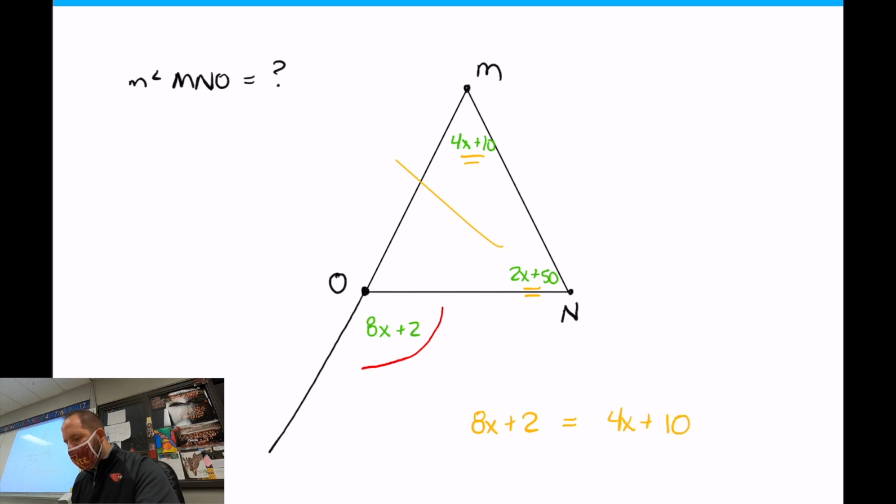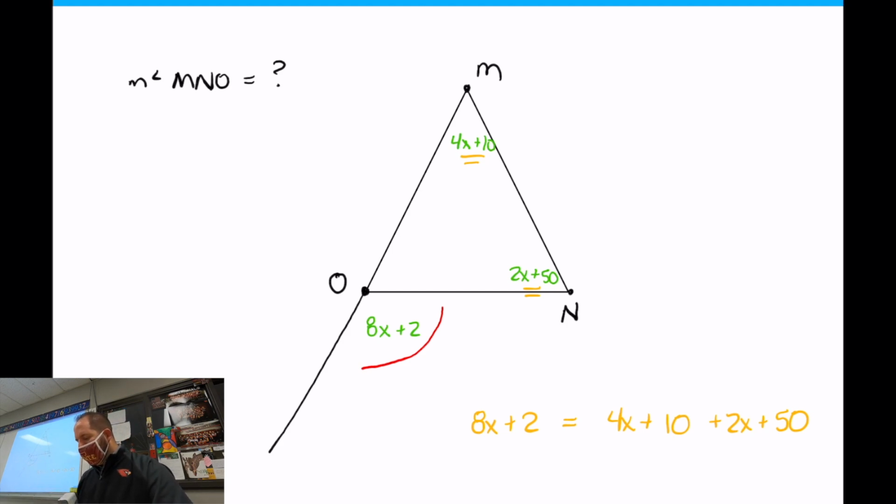Just drew a line there. And what is this, 2x plus 50? That's how you set that problem up. You add the two on the inside and you set it equal to the exterior one. And I don't care which order you put it in, it doesn't matter, as long as you add the two and set it equal to the exterior. Make sense? Yeah.